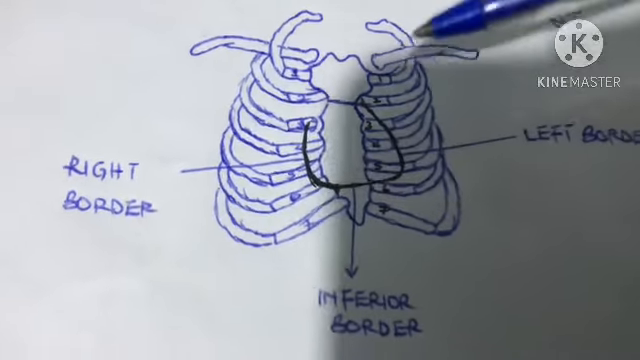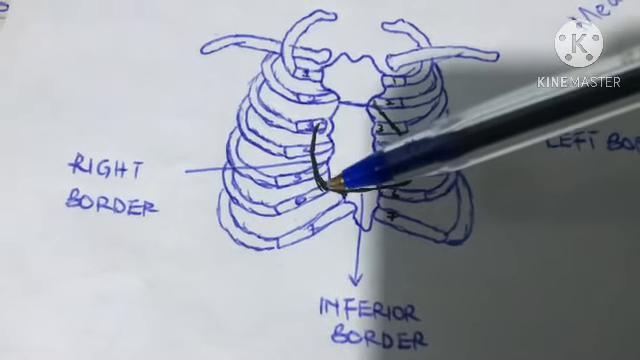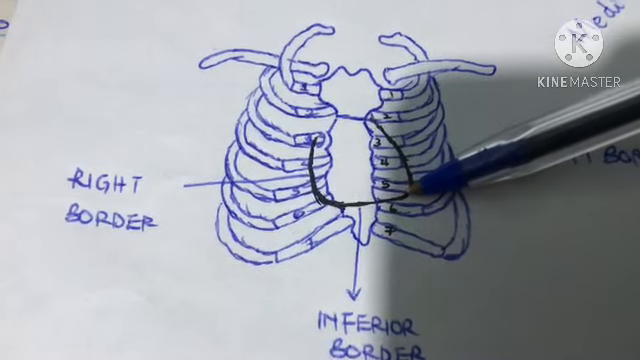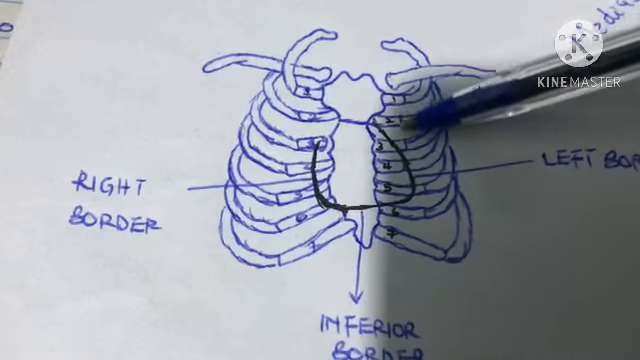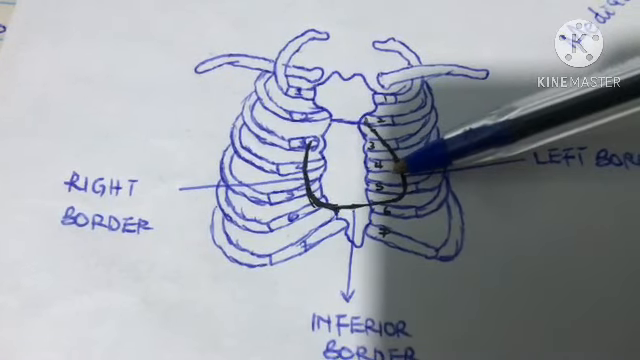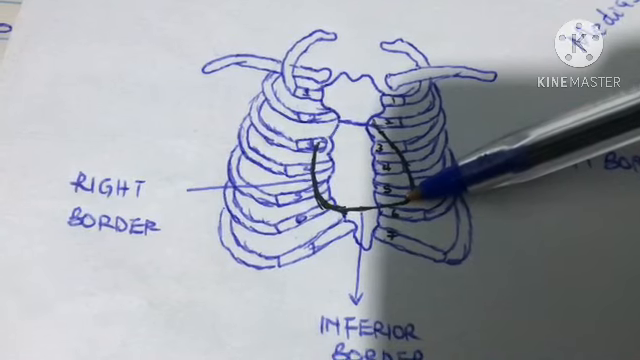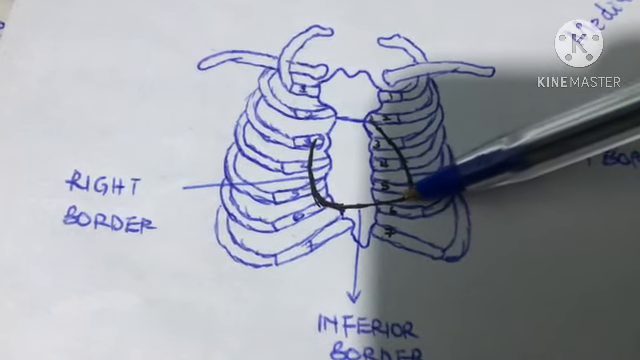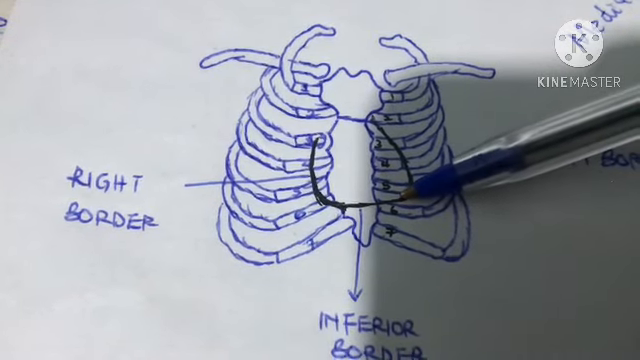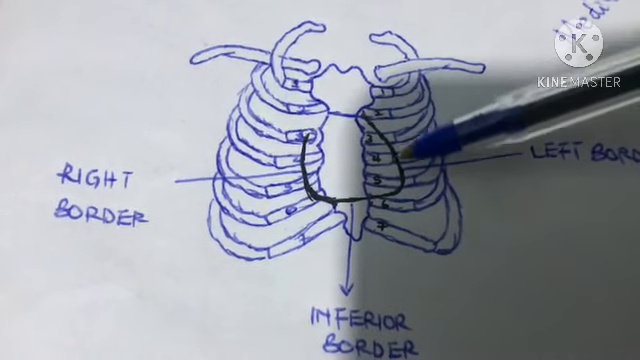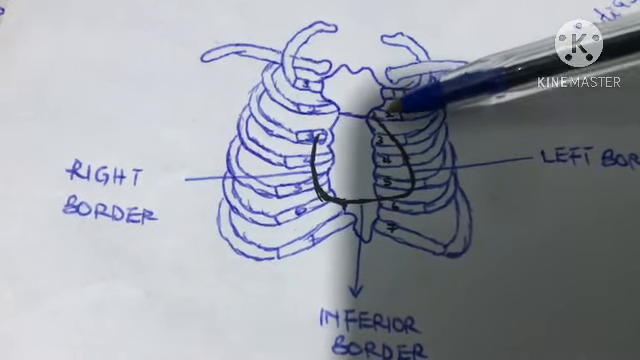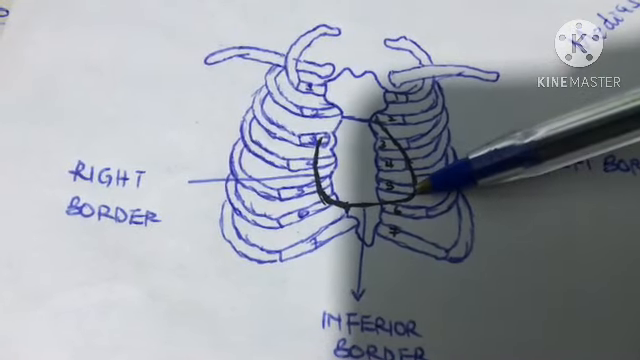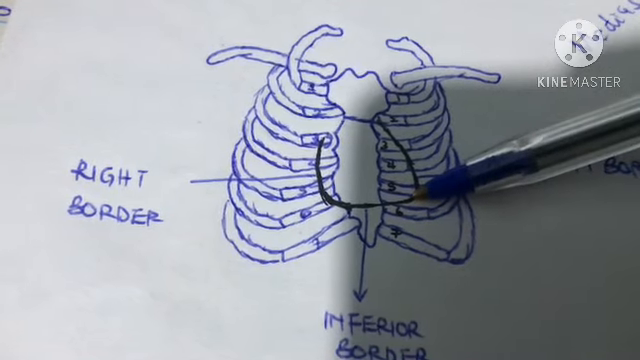Also, when you look at the inferior border, it extends from the sixth costal cartilage on the right side to the fifth intercostal space. See, this is the first intercostal space, second, third, fourth, and the fifth. You understand? So it extends from the sixth costal cartilage on the right side to the fifth intercostal space on the left side. When you look at the left border, it extends from the second costal cartilage, with its base at the fifth intercostal space.